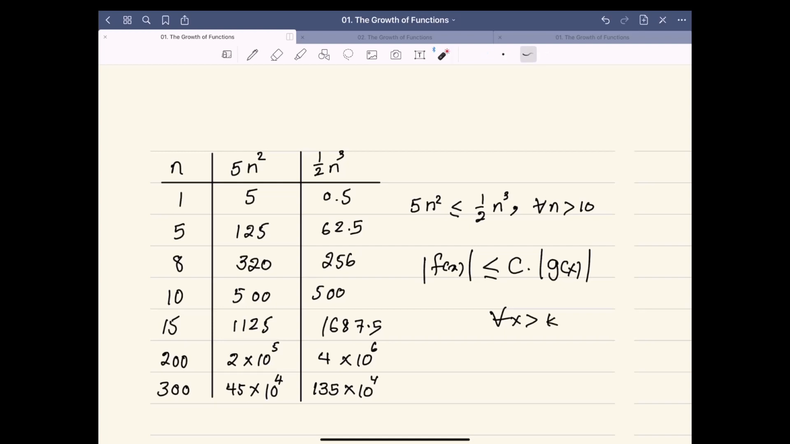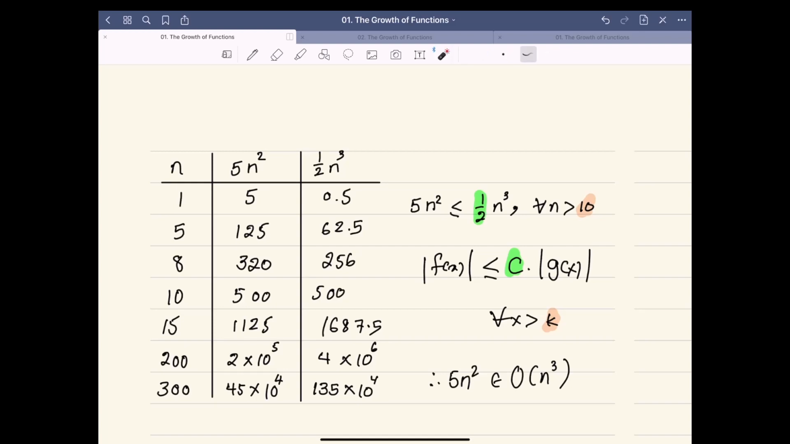Now, if you match the definition for big O with our example, where are the components of this definition in our example? First, f of x is 5n squared, c is half, g of x is n raised to power 3, and k is equal to 10. So here we have the constant c, and here we have the value of k as a constant in the definition. So we can write that 5n squared belongs to big O of n raised to power 3.